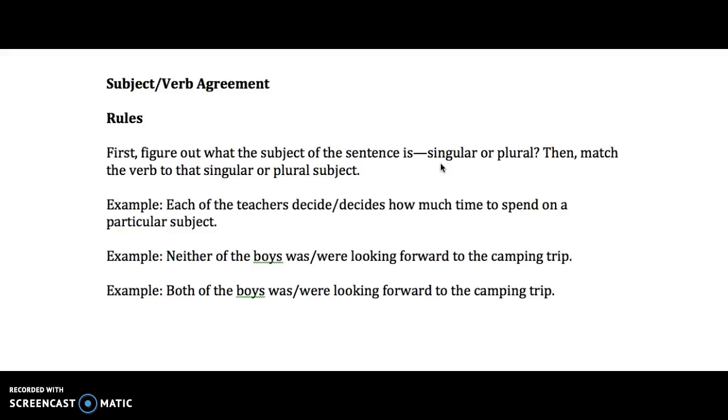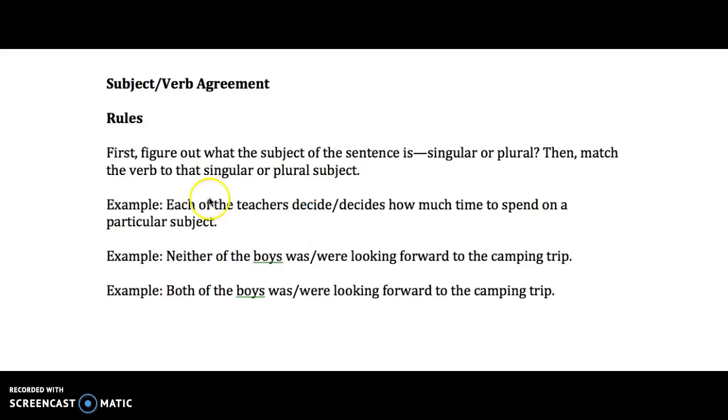So, for example, each of the teachers decide or decides how much time to spend on a particular subject. Now, what's the subject of the sentence? It's actually each. It's not teachers, it's each. Each of the teachers decide or decides. Now, since we know that each is a singular subject, you're talking about each one, that's singular, we need to have a verb that is also singular.